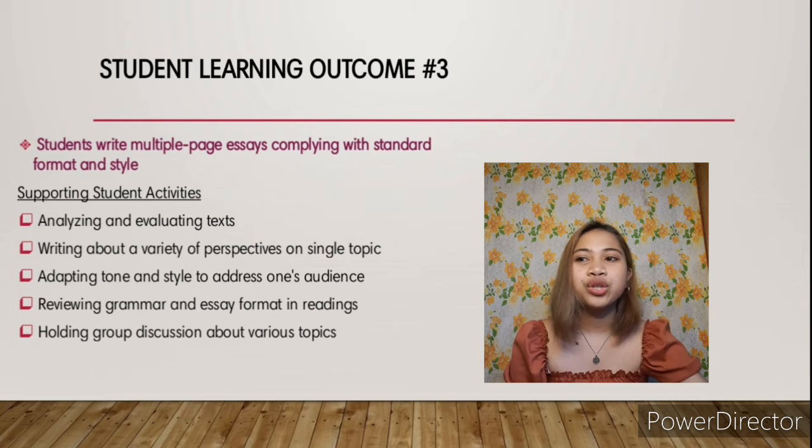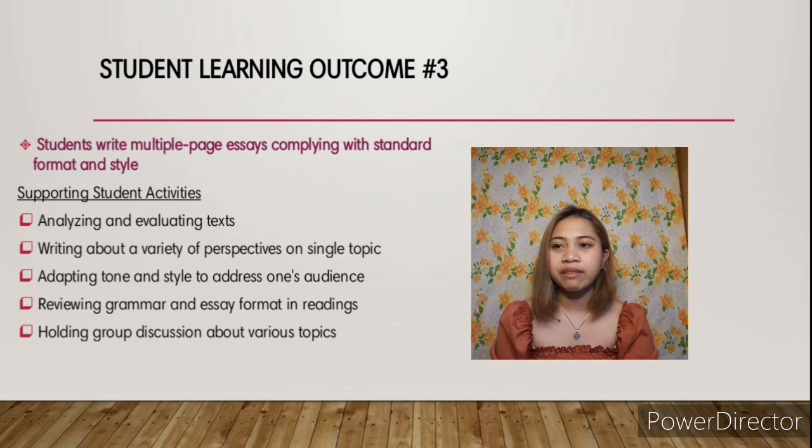The third student learning outcome is that students write multiple page essays complying with the standard format and style. Supporting student activities. First is analyzing and evaluating text. Learning how to analyze and critically evaluate argument improves students' capacity to develop a framework to advance their point of view and test their arguments.